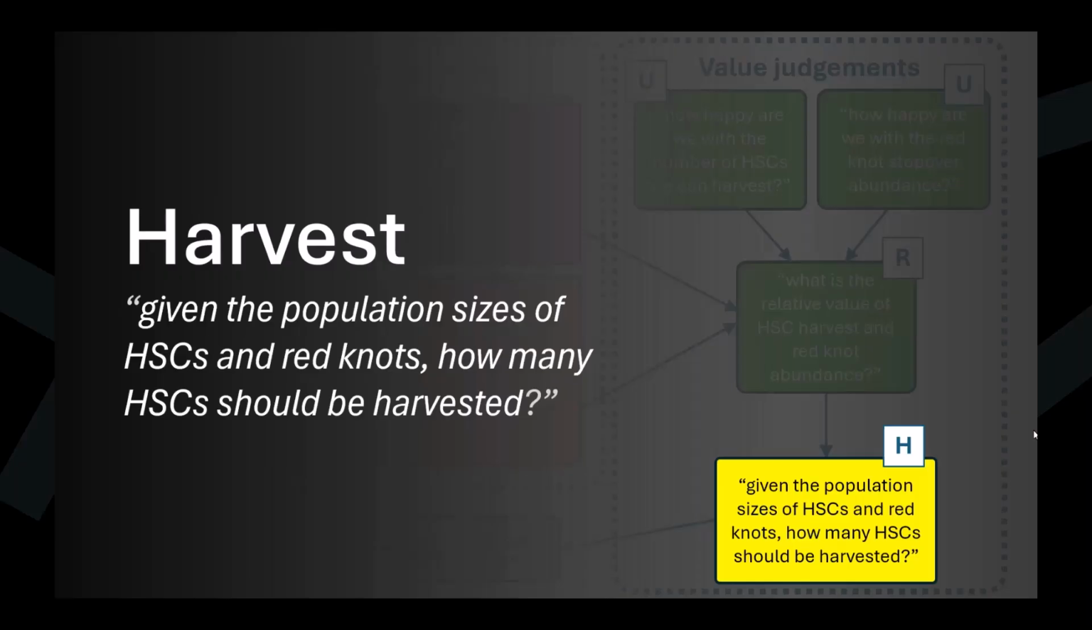Okay, and finally, we'll talk about the harvest policy functions here. And so just want to stress here that these harvest policy functions that we're going to look at, this is basically the answer to the optimization that happens in the process of building the ARM. This is what tells us, given a population size of horseshoe crabs and red knots, how many horseshoe crabs of each sex should be harvested.